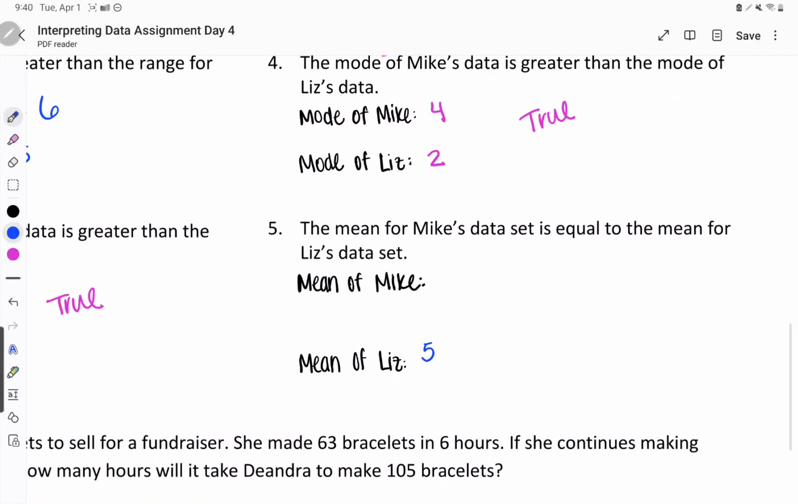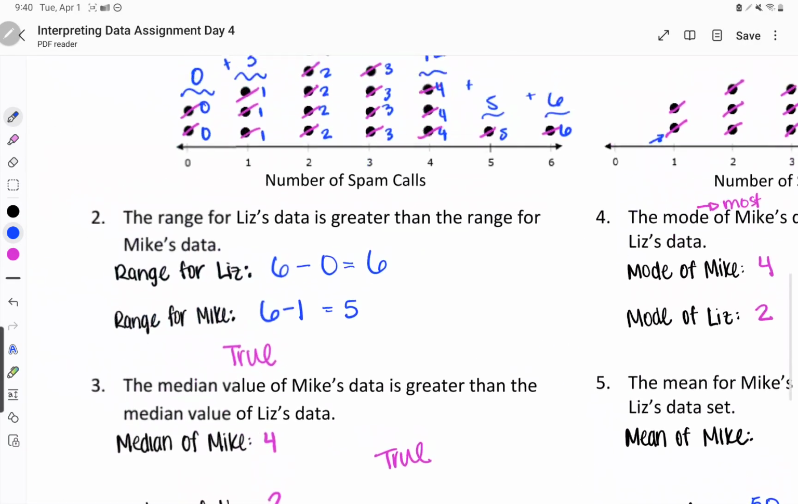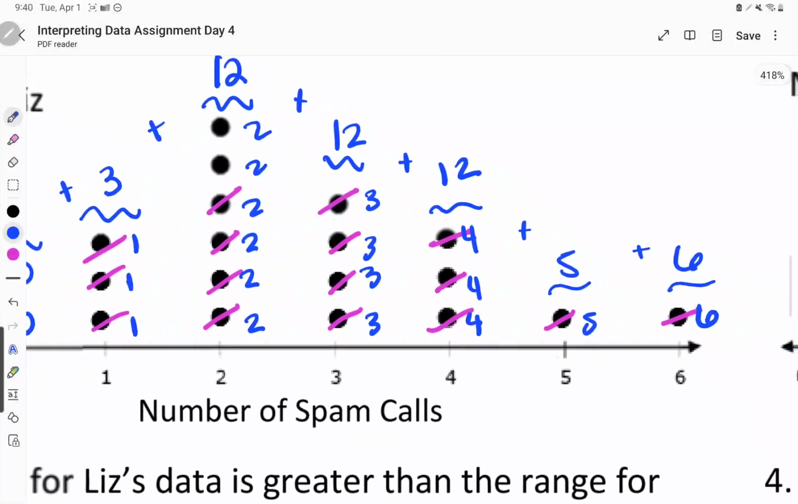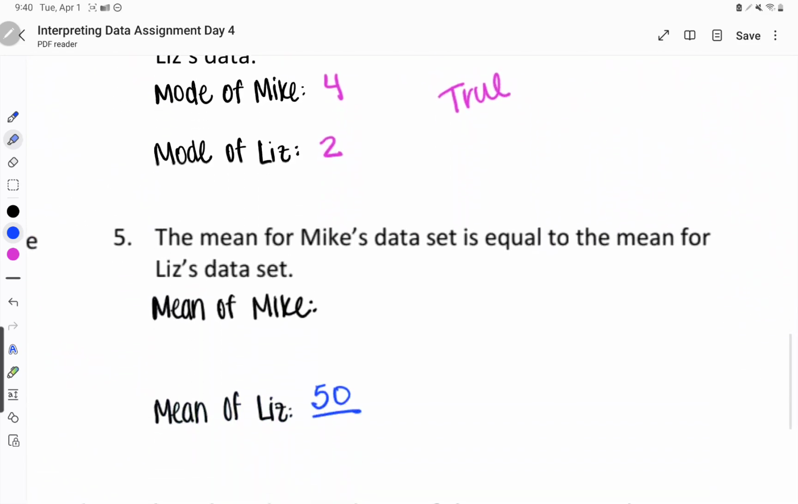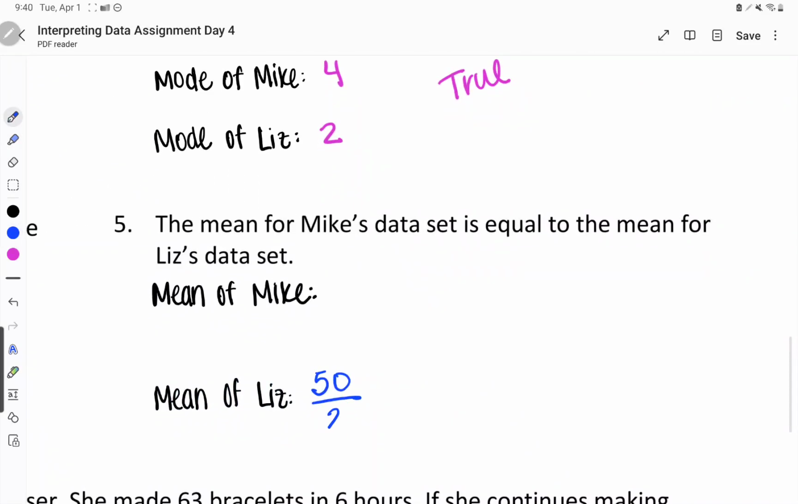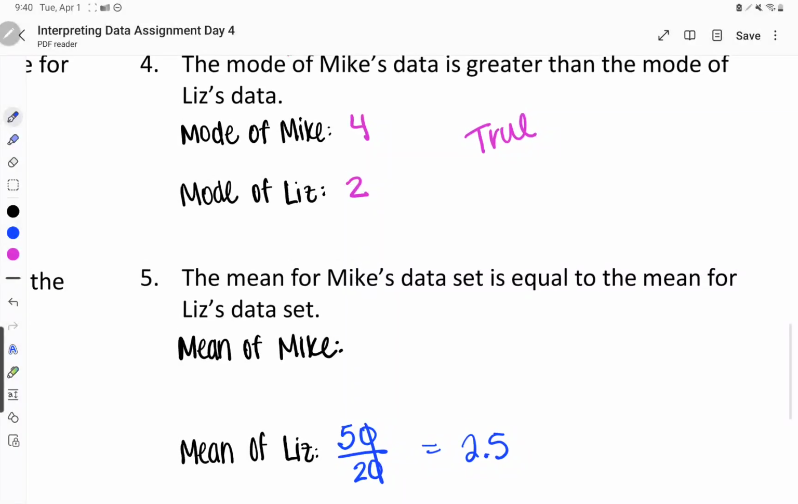So I have 50 over however many total dots she has. And so how many dots does she have? She has 1, 2, 3, 4, 5, 6, 7, 8, 9, 10, 11, 12, 13, 14, 15, 16, 17, 18, 19, 20 dots. So I would do 50 divided by 20, which gives me 5 divided by 2, and that equals 2.5. And then I have to go through and find the mean for Mike.